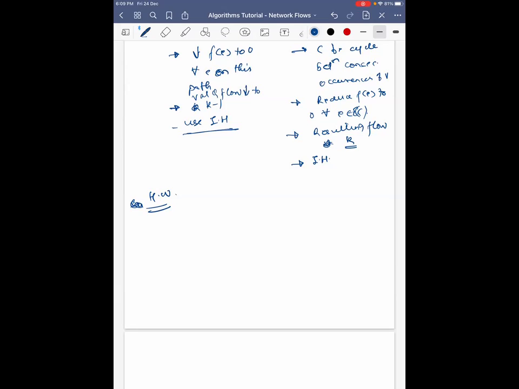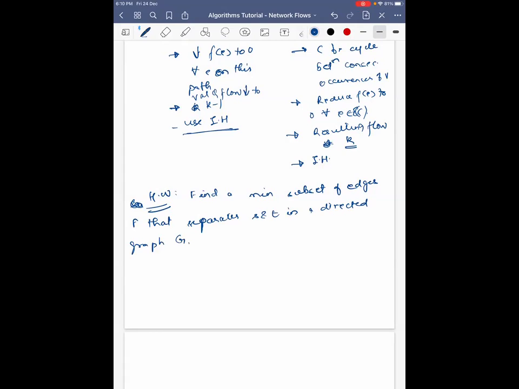Now I'm going to give you two problems as your homework. Try them out. The first one is actually a direct consequence of what we just did. Find a minimum subset of edges F that separates S and T in a directed graph G.